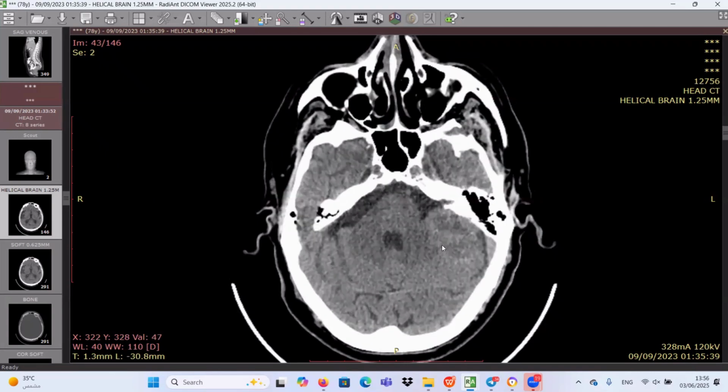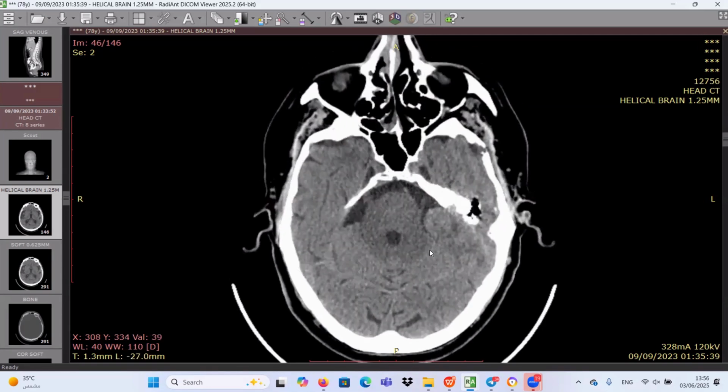There's no widening. I think the internal auditory canal is totally free. It's not widened. I see. Okay. So in my usual practice, I will do a contrasted study for this.